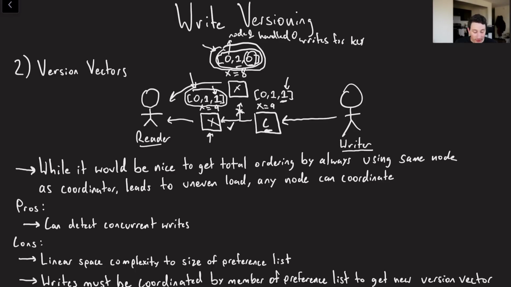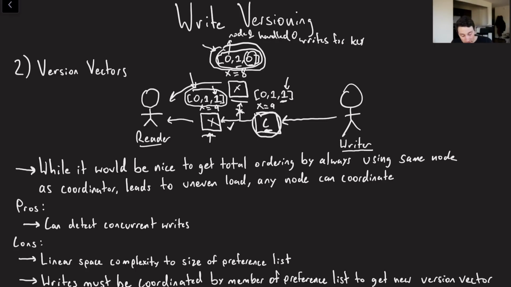So it would be great if we always used the same node as the coordinator, because then we would have a total ordering of our writes. That's not really feasible because the whole point is we want high availability, and if we're always using the same node, we don't really have high availability because if that node goes down we can't accept any writes anymore. Also the load is not evenly distributed over all of our nodes in the cluster, which takes away the idea of symmetry. So that's bad. We basically want to let any of the nodes in the preference list coordinate a write.